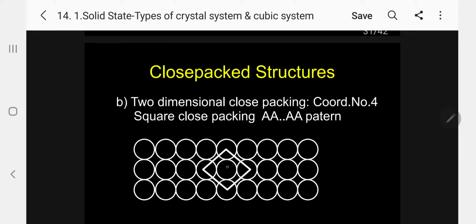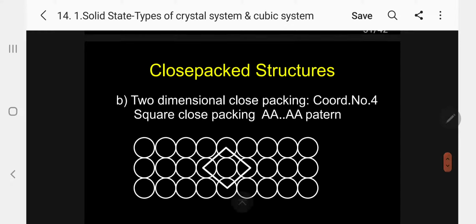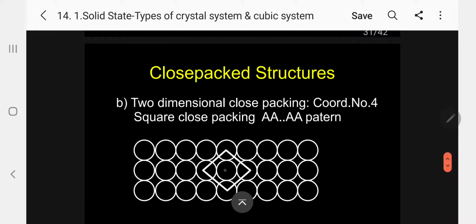Now let me take this central atom. Kindly follow this central atom. What are the surrounding atoms now? This is in contact, this is in contact, this is in contact, this is in contact. So the coordination number is 4. The total number of neighbors is 4. So in two-dimensional close packing, the AA pattern gives coordination number 4.